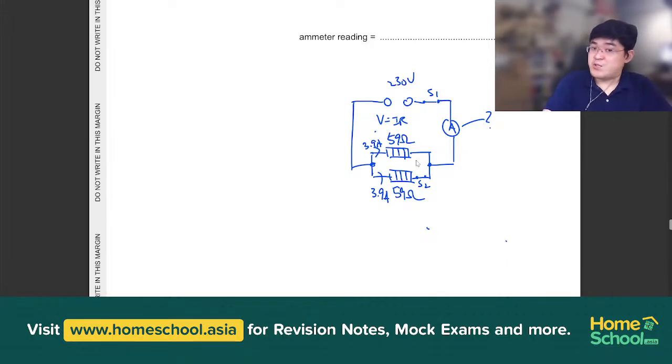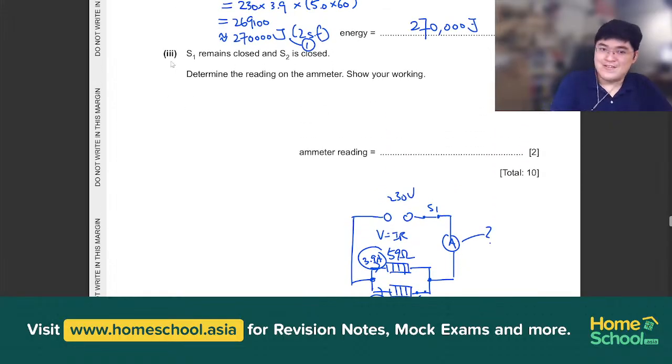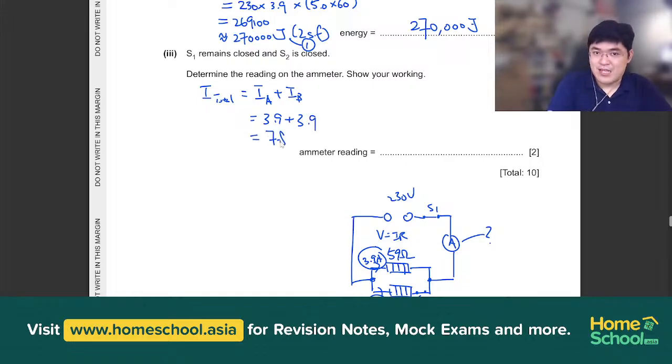If you take these two 3.9 amperes and combine them together going to the ammeter, you just need to add this and this. So I total should equal current in A plus current in B. As we know, that is 3.9 plus 3.9, and that gives you 7.8 amperes. Just like that, you get your 2 marks.